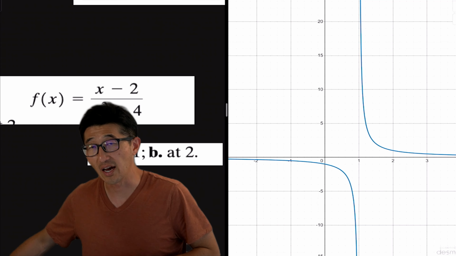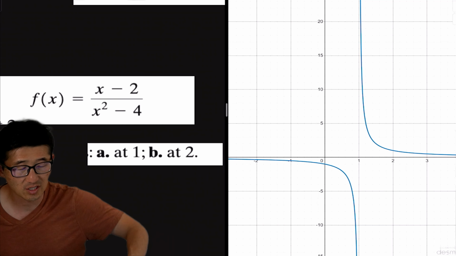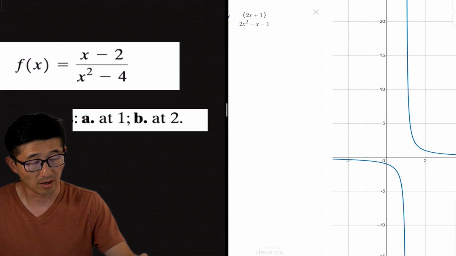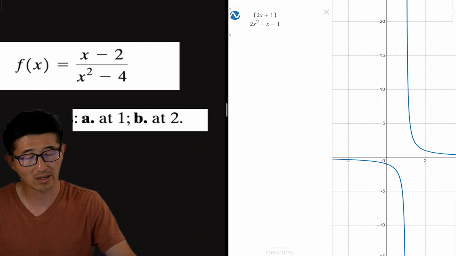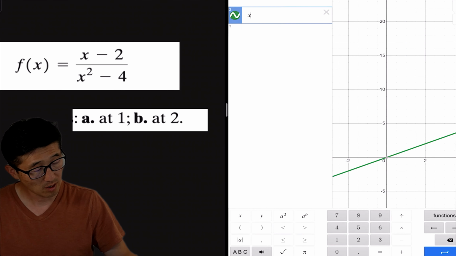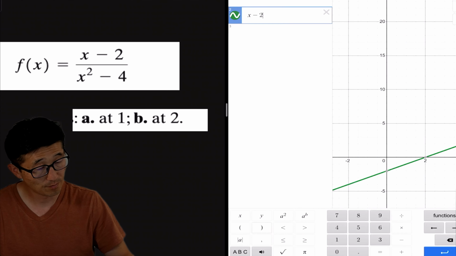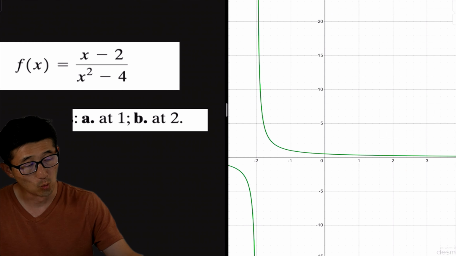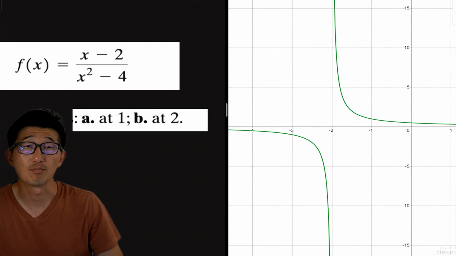Okay, so graph this one, and tell me if it's continuous at 1 and at 2. Now, I think the graph should look very similar to this: x minus 2 divided by x squared minus 4. Boom. Look at that. Beauty.